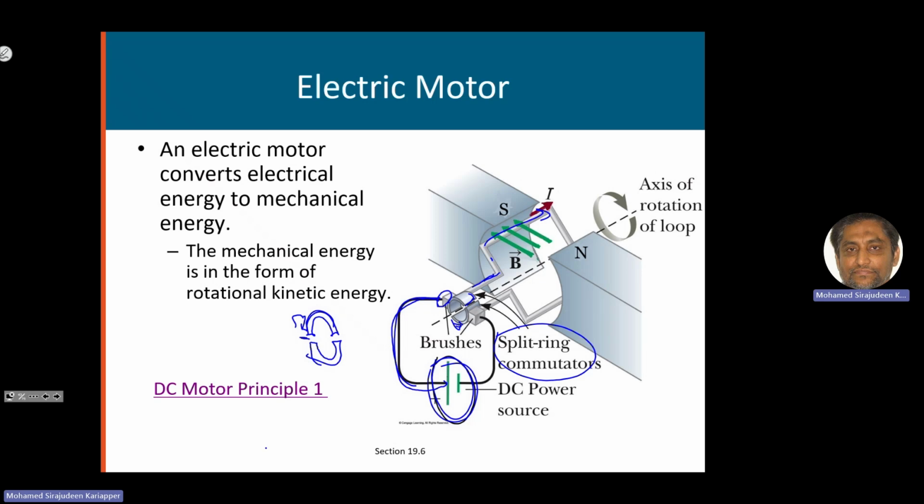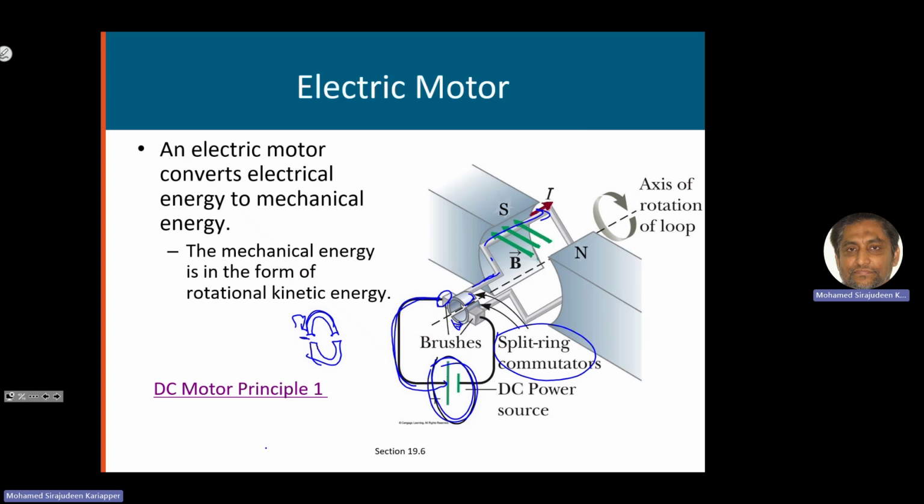And again, the same thing will happen at this point. If you don't have the commutator, it will not change the direction, so it will stop there. But we have the commutator, so the current direction will change, and it will keep rotating in the same direction. So we have a smoothly operating electric motor.